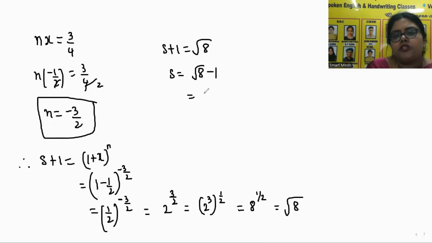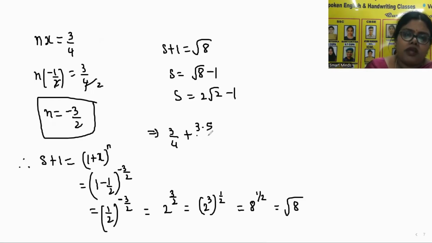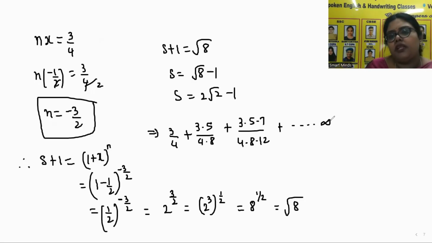Now root 8 can also be written as 2 root 2. So 2 root 2 minus 1. So you got S value, which means you got the expression value: 3 by 4 plus 3 into 5 by 4 into 8 plus 3 into 5 into 7 by 4 into 8 into 12 plus so on up to infinity. So you got the value for the infinite series. Sum of the infinite series for this question is 2 root 2 minus 1.